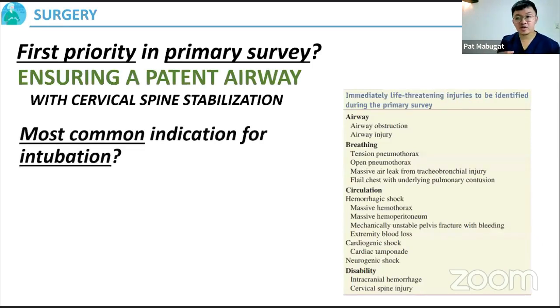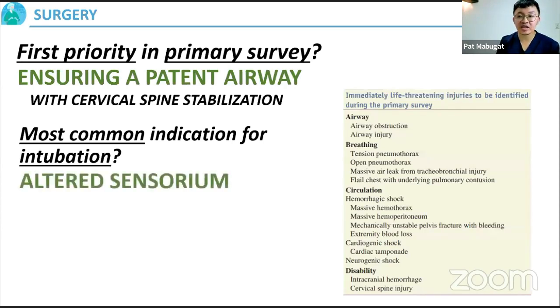Next, this one has come out of board exams a few times. What's the most common indication for intubation? Most common indication for intubation is an altered sensorium. So we have the old adage, GCS 8, intubate, right? GCS 8, intubate sounds good. But recently they've added GCS 8, wait, then intubate.